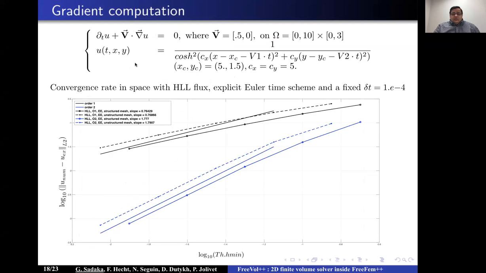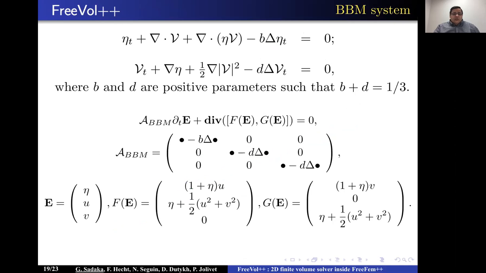We also show that when we use Euler implicit, so a time scheme of order 1, with the HLL flux, when we use order 1, we have order 1, and when we use order 2, we have order 2. So this is for the advection equation.